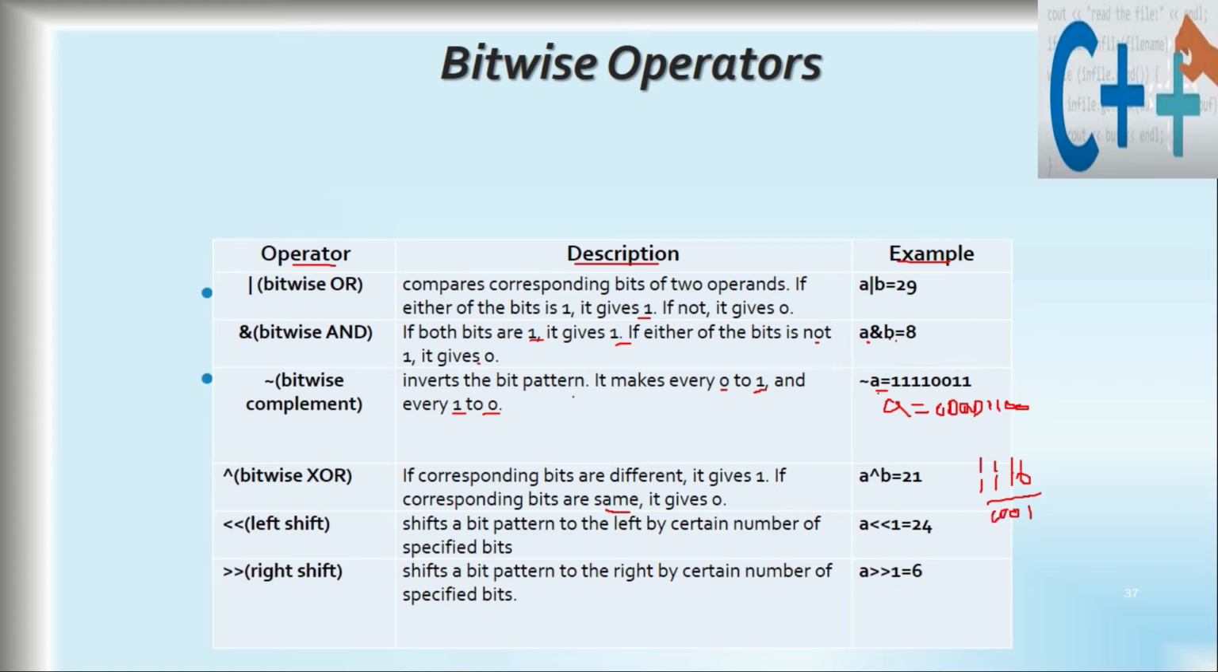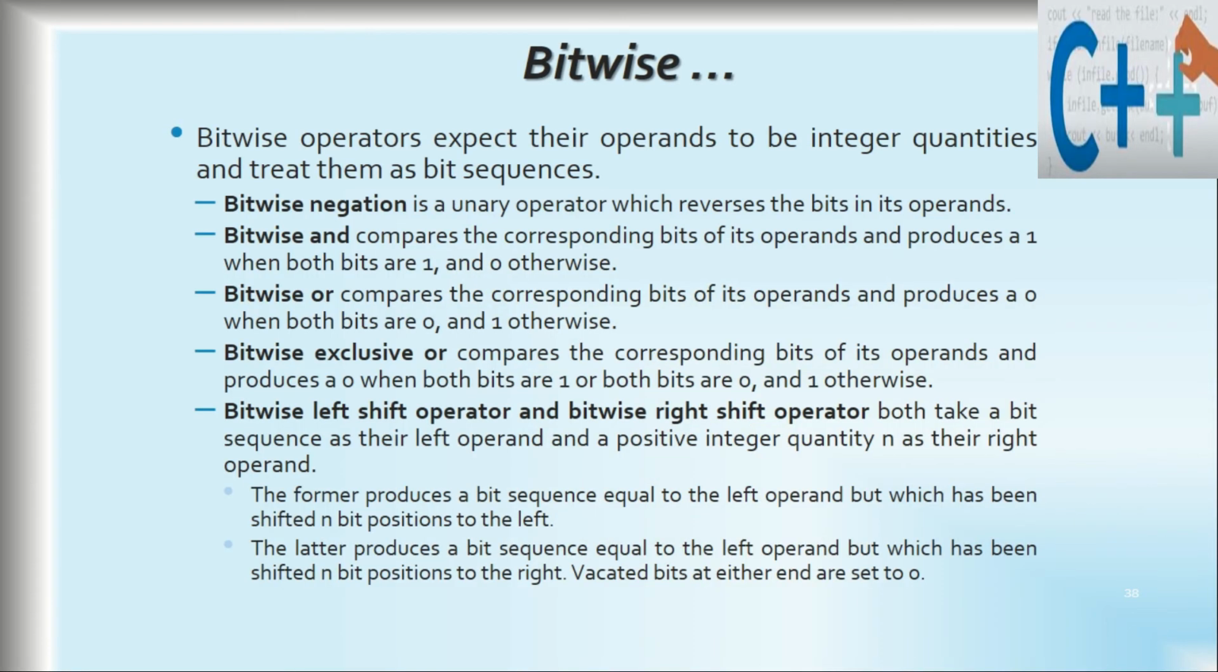Left shift and right shift shift the bits to the left and to the right n times, based on the value you give for shifting. Then the next one is bitwise operators.